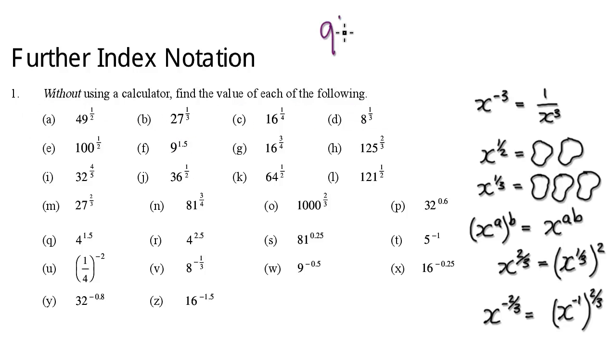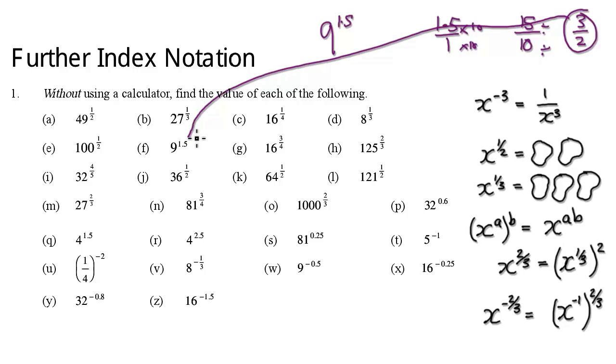So 9 to the power of 1.5. Imagine 1.5 as 1.5 over 1, and then times top and bottom by 10. So that would then give you 15 over 10, and then divide top and bottom by 5. So that would be 3 over 2. So this 3 over 2 is this thing. So when you look at this, 9 to the power of 3 over 2.